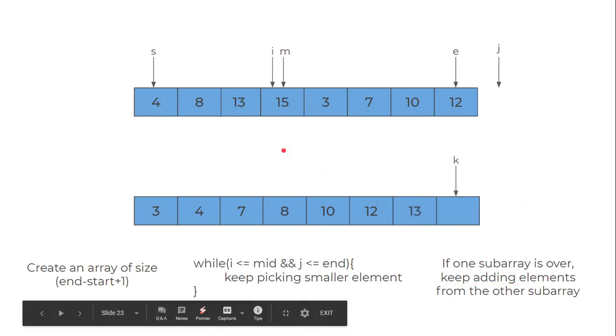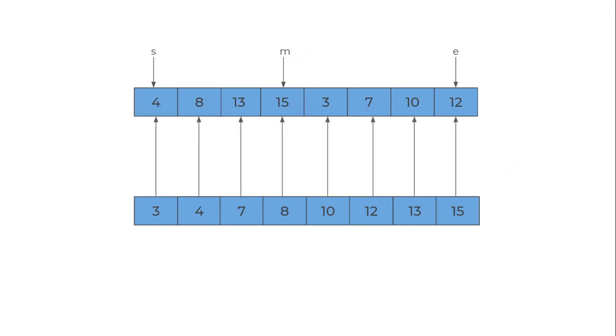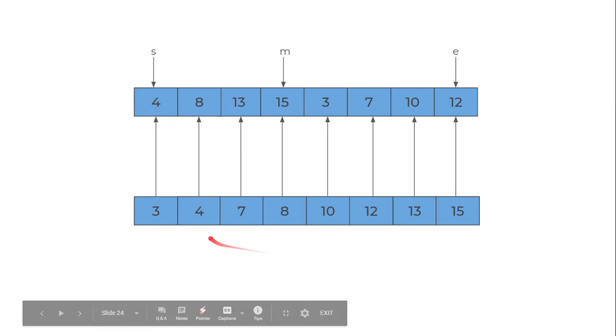So we pick 13, we pick 15, and as soon as we see that i is greater than mid, we stop right there. And as you can see, we've got a merged array, right? This is what we wanted. Now all we need to do is copy this array back to this array, because this is the original array that we were dealing with. This is just a temporary array that we made in order to process all the elements. This is a temporary array, we have to copy these back.